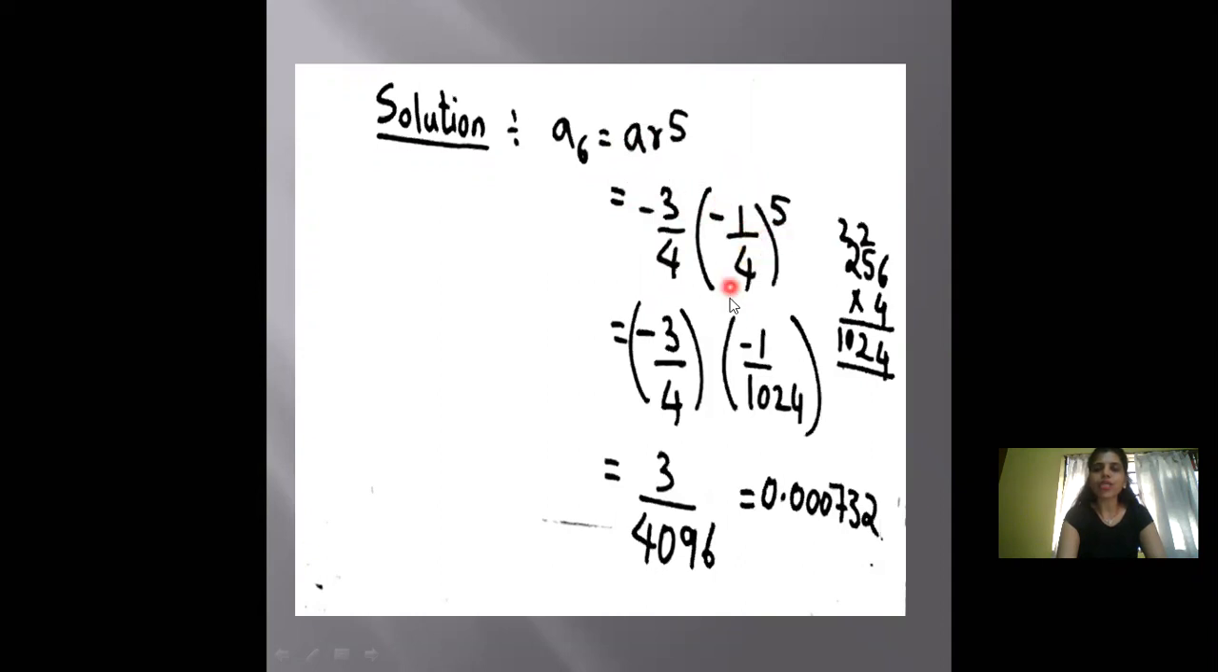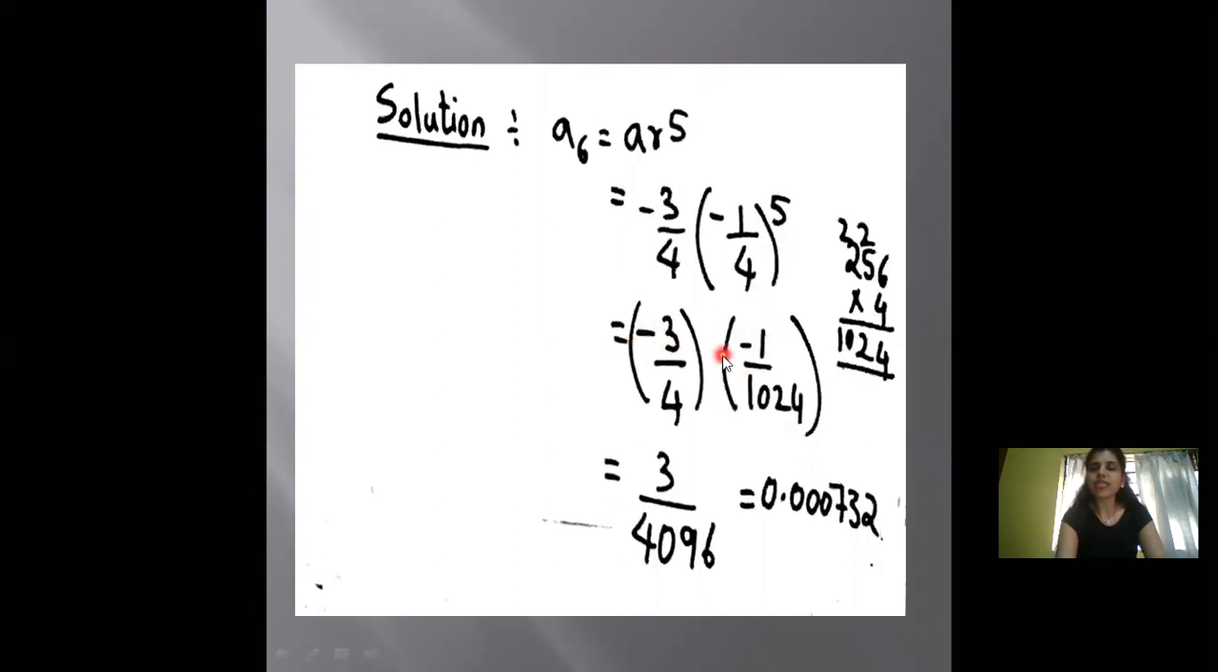Now you can see I have multiplied 4 five times. So 4 fours are 16, 16 sixteens are 256. So when you multiply 4 four times, you get 256. And then you multiply 256 with 4, you got 1024. Okay. Minus sign will remain, as you can see the index is odd. Whenever it is odd, the negative sign stays negative, and when it is even, negative becomes positive. So here negative remains as negative.